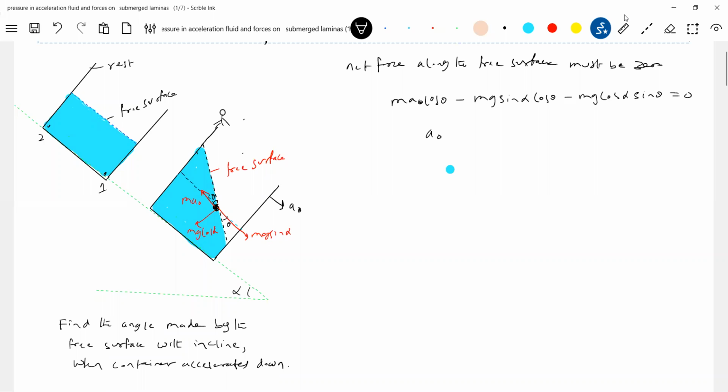Overall this one, so what is a naught? A naught is equal to g sin alpha, tan theta. So we have to solve for tan theta.